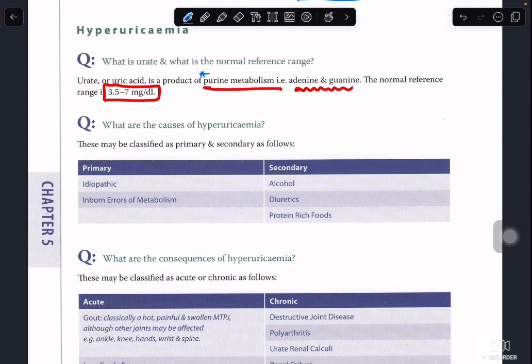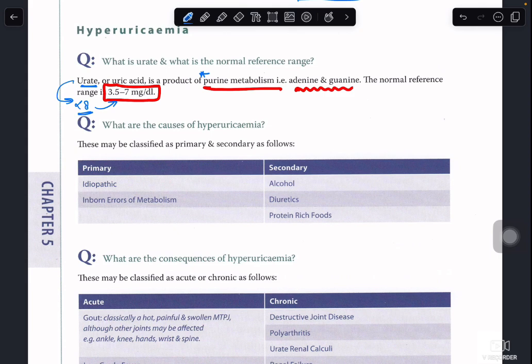Normal reference range is 3.5 to 7. Uric acid, for uric acid is 3.5 to 7. Urate less than 8. It is a trick to remember the serum value. What are the causes of hyperuricemia?